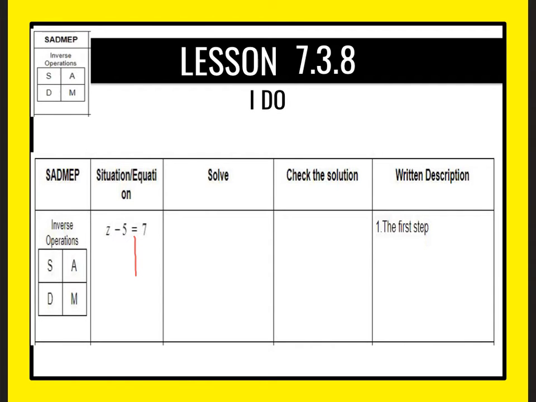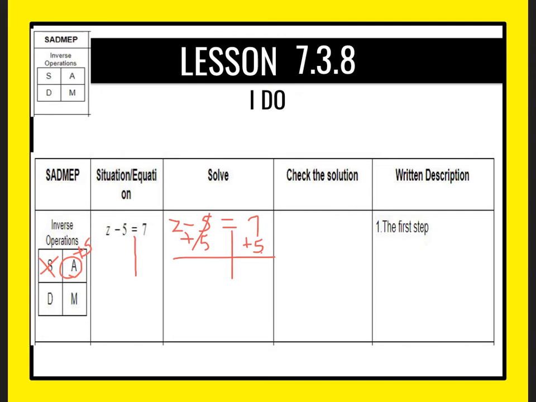So if I think about this, z minus 5 equals 7. Well, I see that I'm subtracting some number. So in order to find it, I'm going to have to do the inverse of that, which means I'm just going to add 5 to both sides, because really I'm going to have to add 7 and 5 to figure out what's missing. If I add 5 to both sides, what I do to one side, I have to do to the other, because I need to keep this balance.